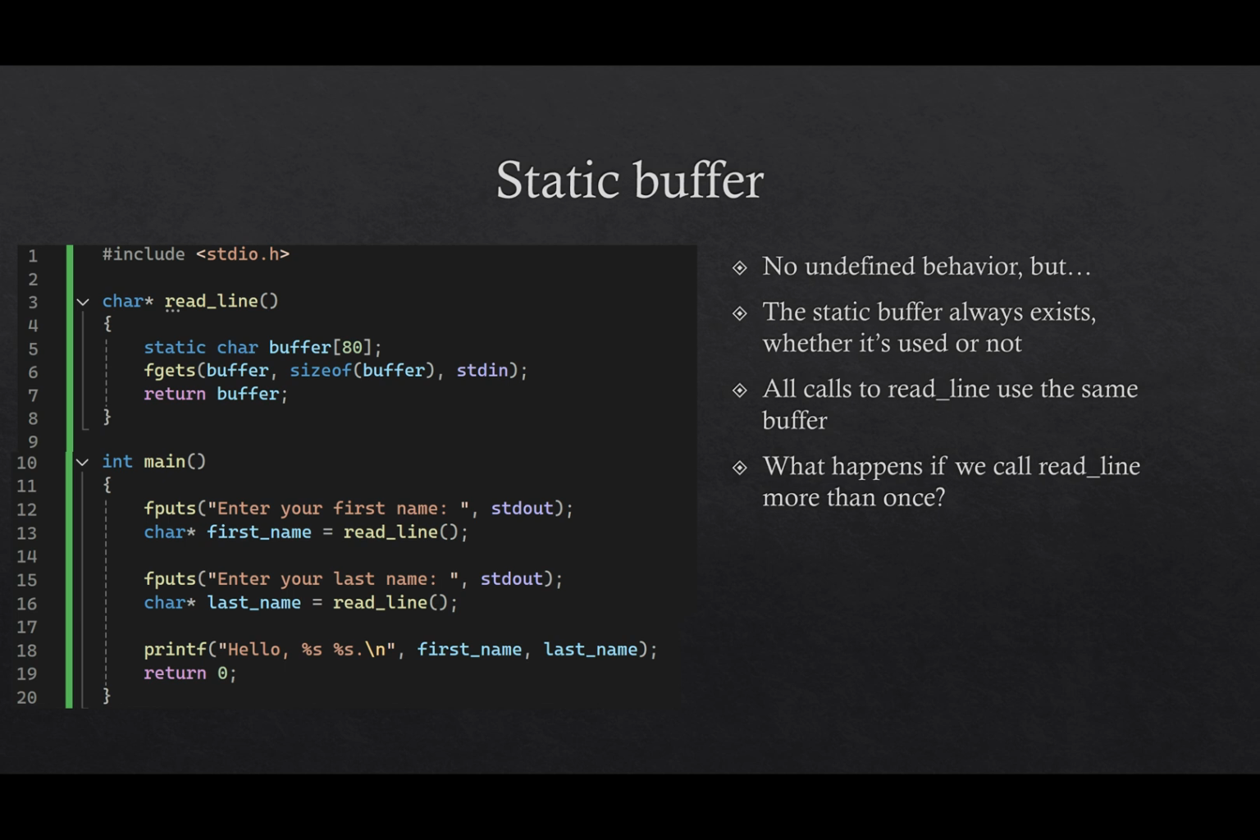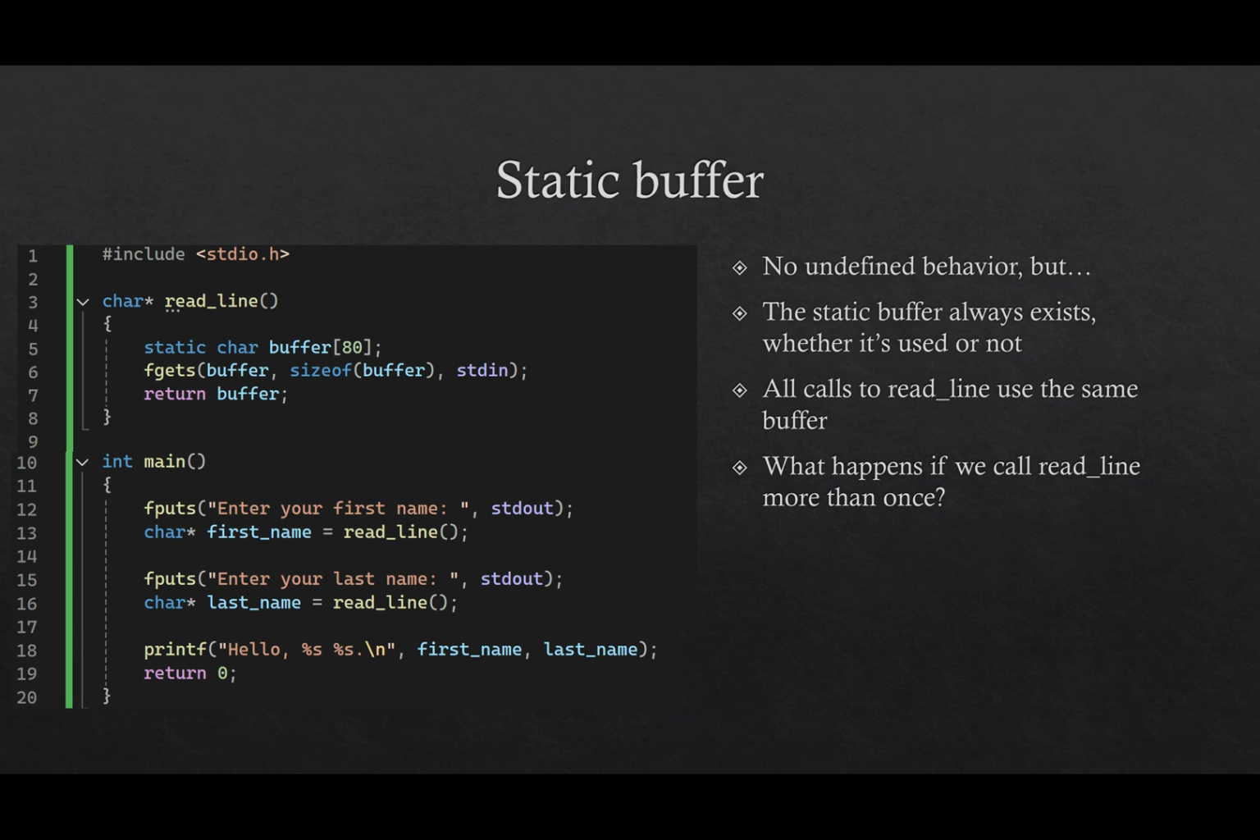That second string is overwriting the buffer that was also used for the first string. So when we print on line 18, when we print hello, first name, last name, we're actually just going to print the last name twice. Not really what we were intending in this case. So there's kind of a hidden gotcha there from using a static buffer.